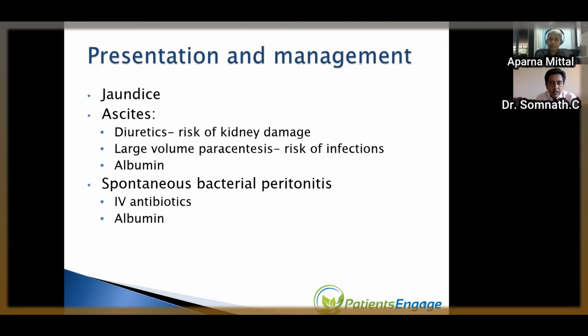The third cardinal sign of end-stage liver disease is spontaneous bacterial peritonitis. This is basically an infection in the fluid that is getting accumulated in the belly. It is usually treated with IV antibiotics and albumin. Next slide.